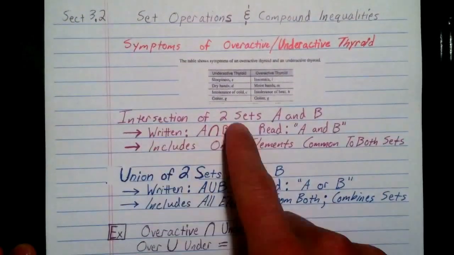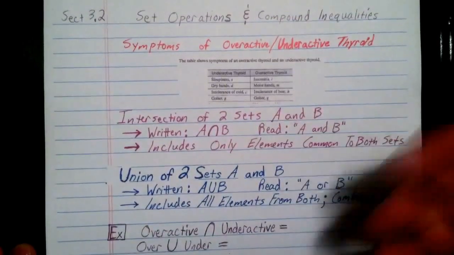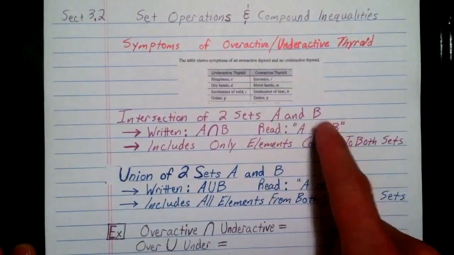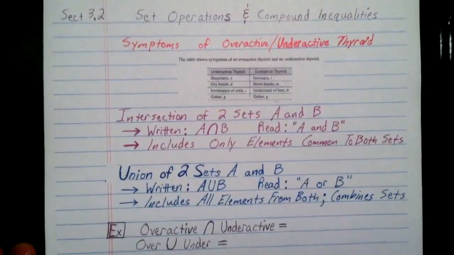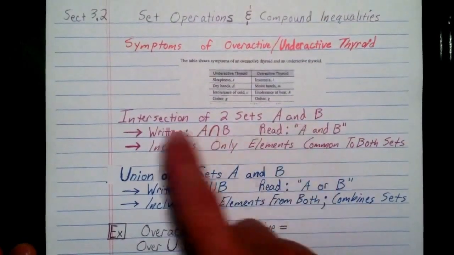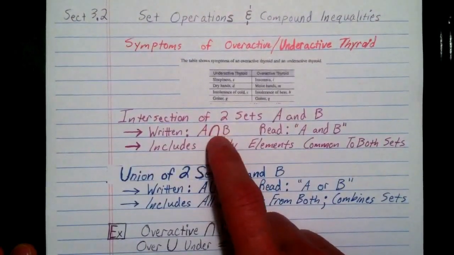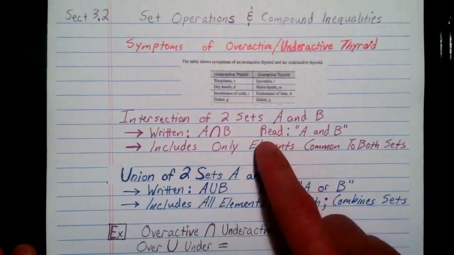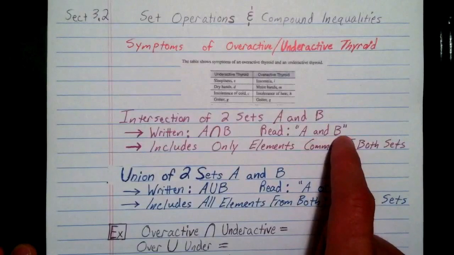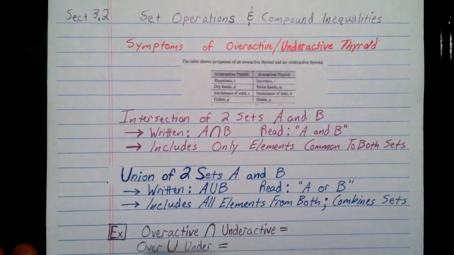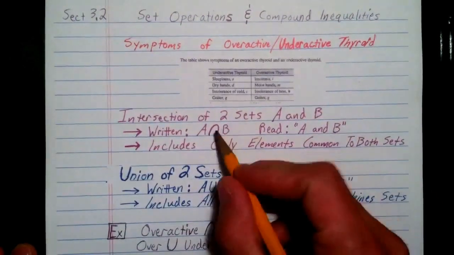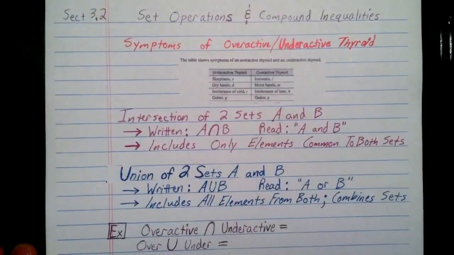When we're saying the intersection of two sets, and we can usually name the sets, in this case we can just call them A and B, we write that with the names of the two sets with an upside down U in between them. And we read this as A and B. Usually the way I remember it is, the upside down U almost looks like an A, and that A stands for and.